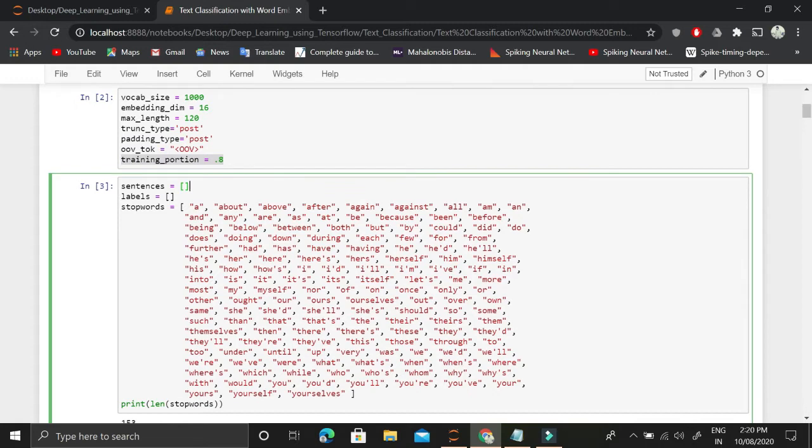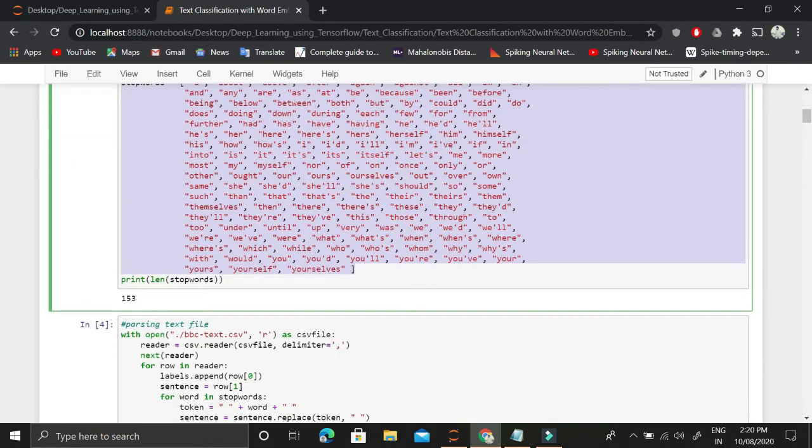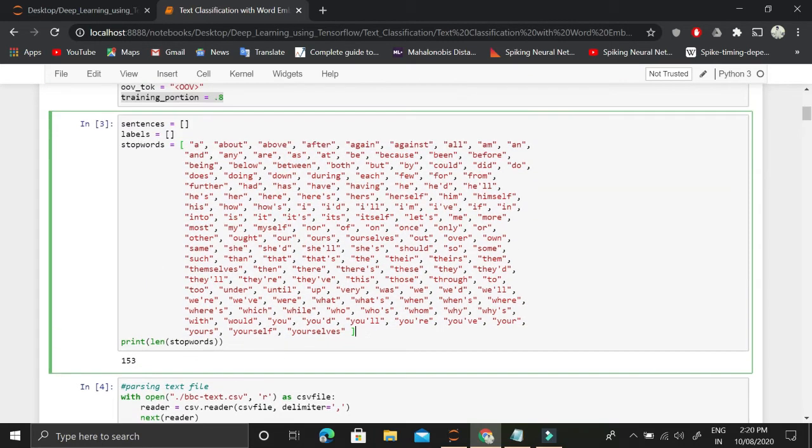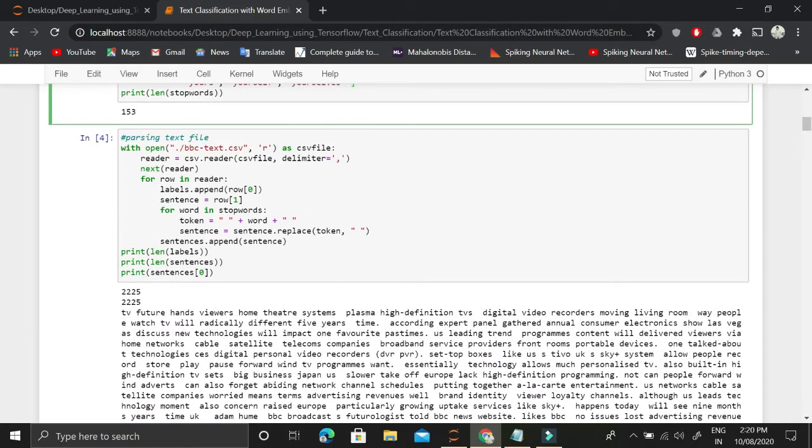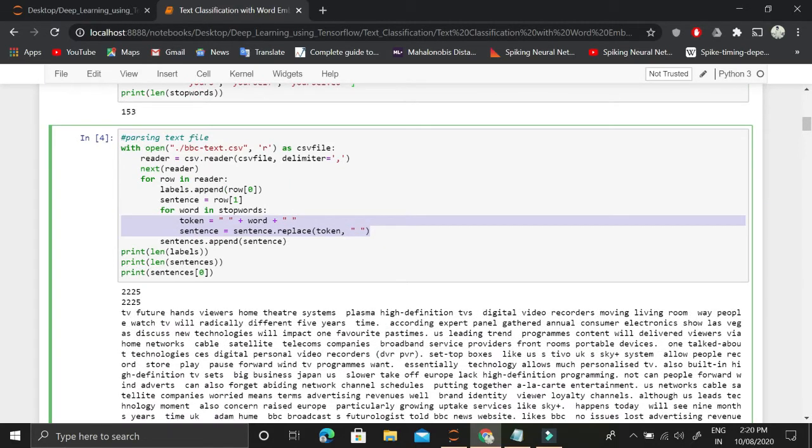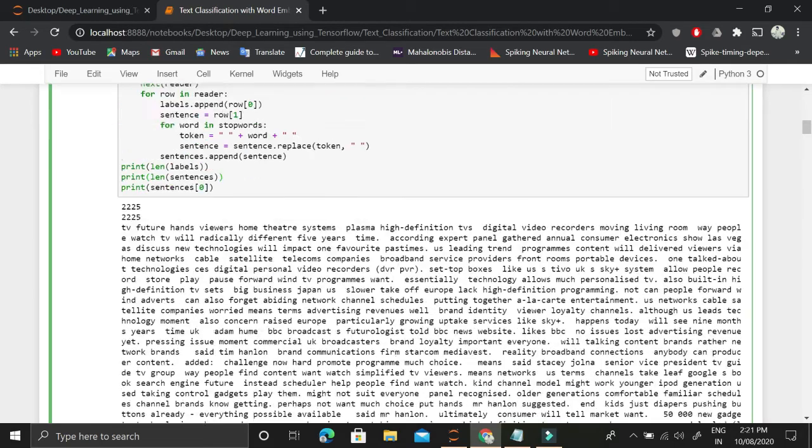Now these are some of the stop words that we won't be using, because they are not important, and they do not capture the meaning and gist of a sentence. So for that reason, we will not be looking at those stop words. That's why we'll be replacing those words with an empty string. Secondly, this is just opening the dataset that we have in a comma separated file, and we'll be using that file for removing those stop words and then appending the sentences, separating the sentences and labels for each sentence.